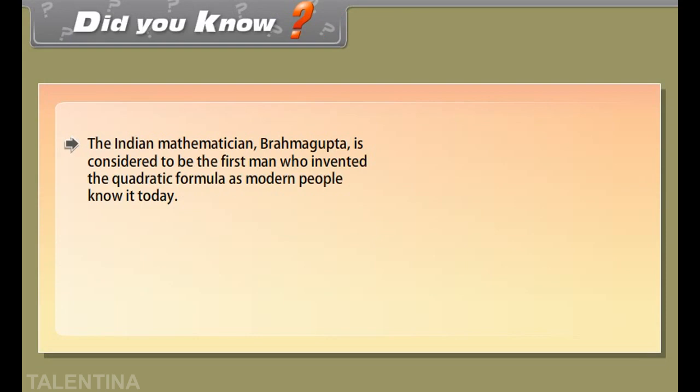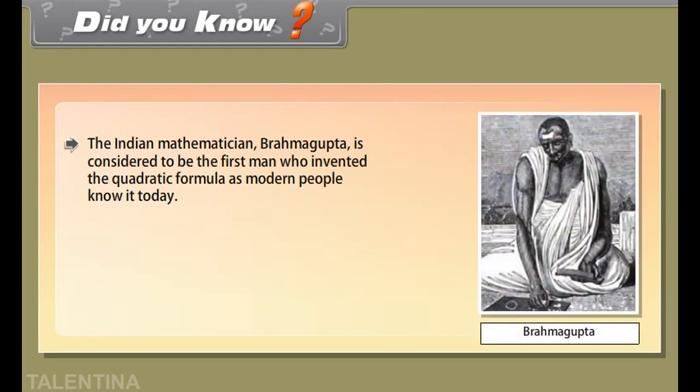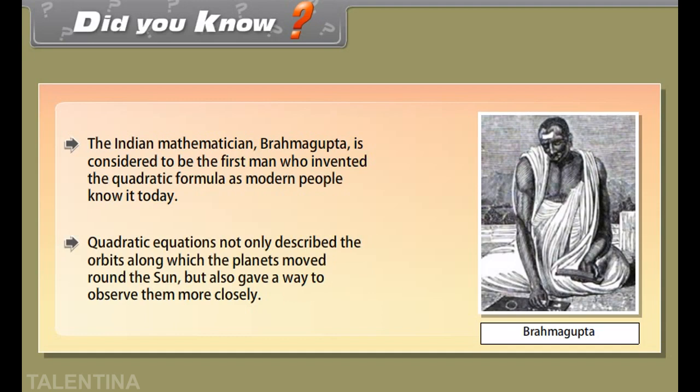Did you know? The Indian mathematician Brahmagupta is considered to be the first man who invented the quadratic formula as modern people know it today. Quadratic equations not only described the orbits along which the planets moved around the Sun, but also gave a way to observe them more closely.